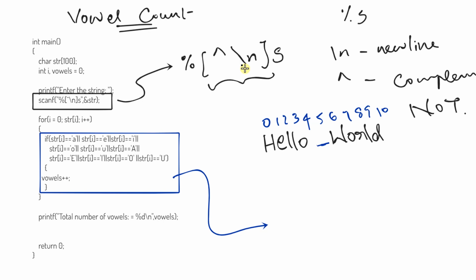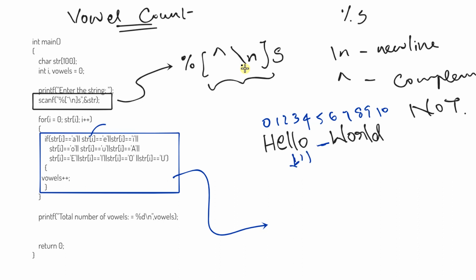i will be incremented. While checking for E, this condition will be true. str of 1 is not equal to A, and because we are giving an OR condition, it moves to the next condition. str of 1 will be equal to E. At that time, we needn't check all the other conditions, because there is only one letter in that particular position. So the vowels variable will be incremented. Now it will be 1.